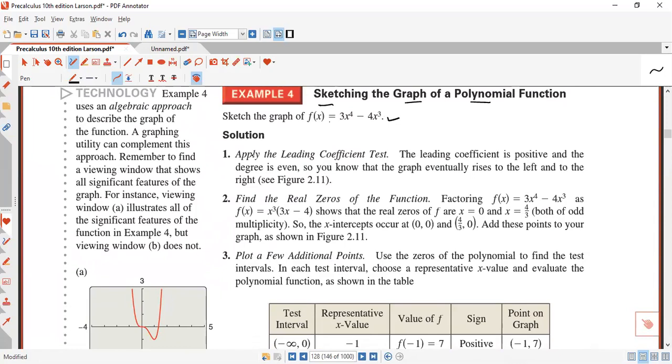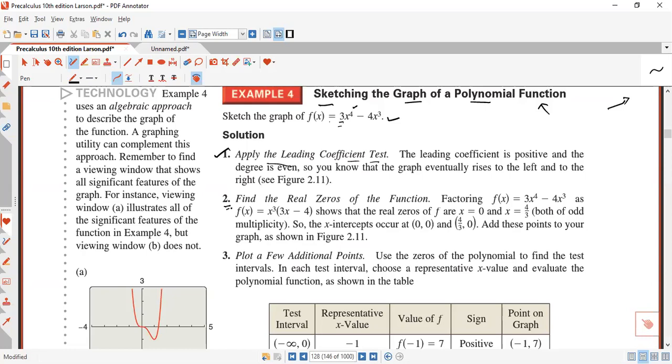Before sketching, you may use your leading coefficient test, roots, or multiplicity rules, each and everything. In order to sketch, you have to follow these steps. The first step is to apply the leading coefficient test. This test will give you the overall or long-term behavior of the graph. Why? Because the leading coefficient is 3 and n is even, so it will go upward in both directions, just like this. So from the leading coefficient we come to know that the graph will never go downward in the long term.